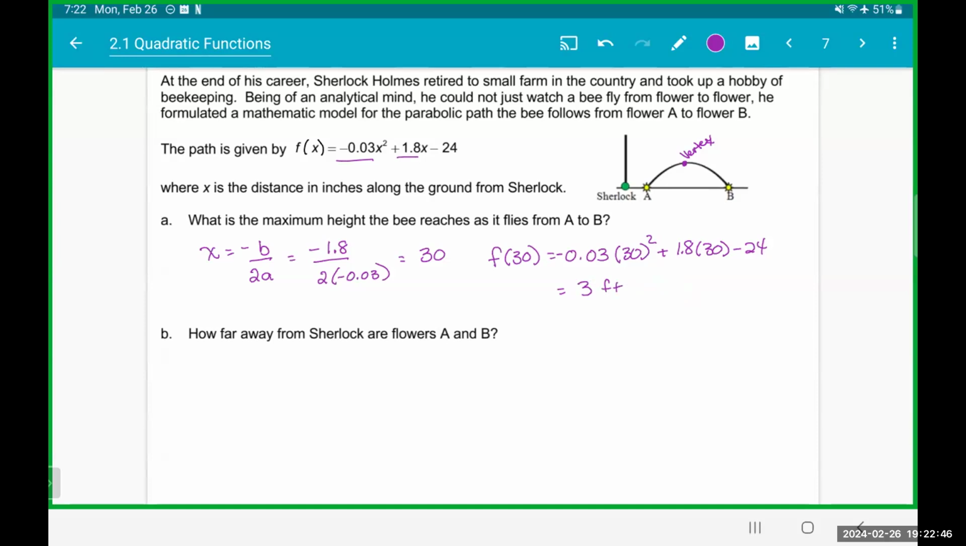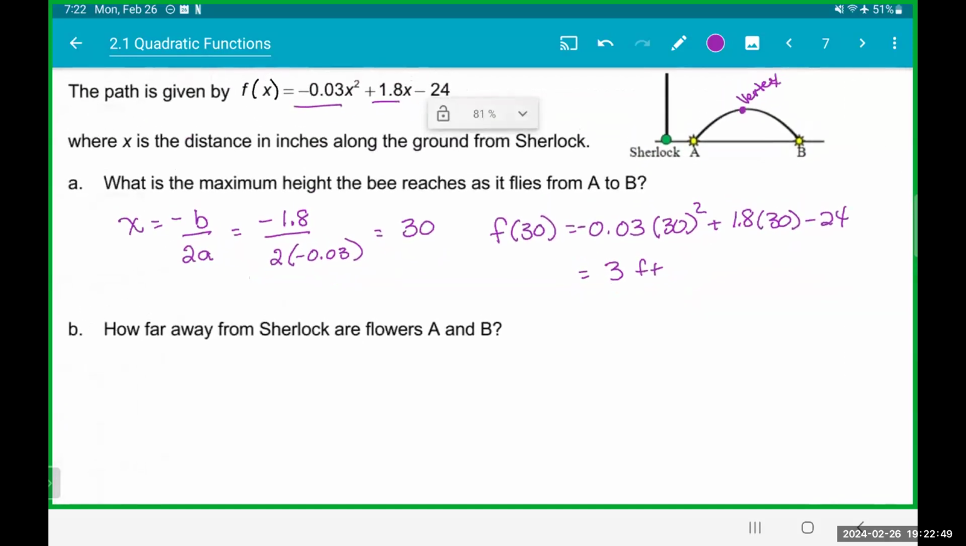Part B says, how far away from Sherlock Holmes are flowers A and B? And so the flowers are at the x-intercepts. So we have negative 0.03x squared plus 1.8x minus 24 is equal to 0.